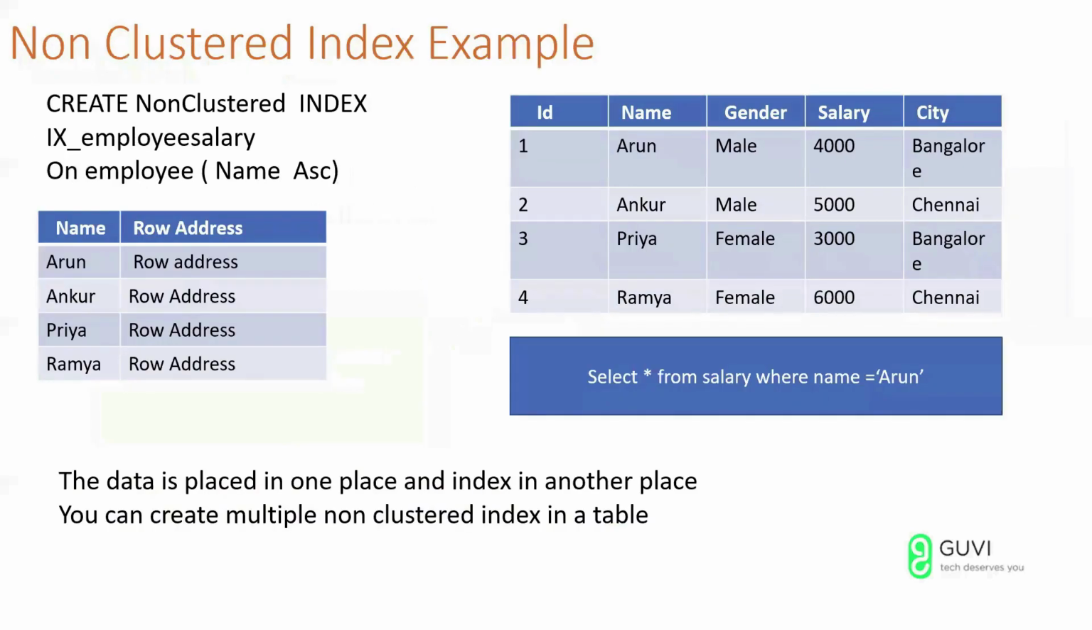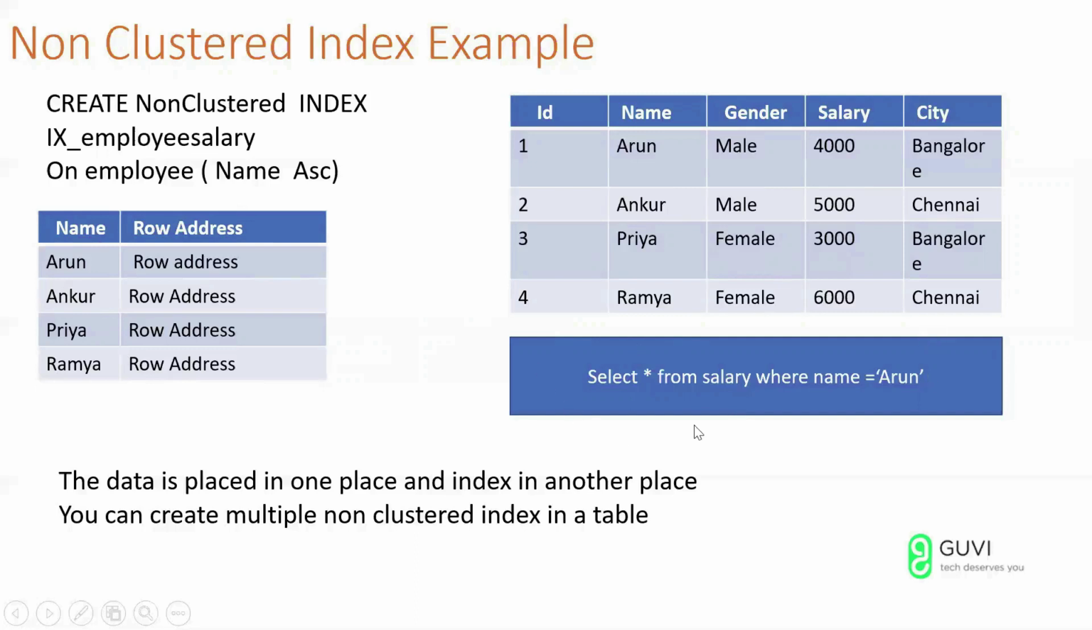What is non-cluster index? On the same table, I'm creating a non-cluster index. The syntax is very simple. Create, then you give the index name on the table employees, and you are creating a non-cluster index on the column name and you want to arrange it in ascending order. When you apply this query, it is not physically going to reorder this table. It is going to create another table with the name and the row address mapped to this table. It will sort the name column in ascending order, so you will see Arun, Ankur, Priya, Ramya, and each value is pointing to a row address.